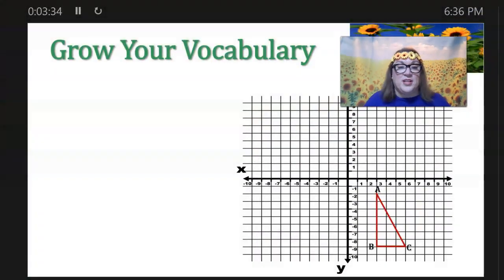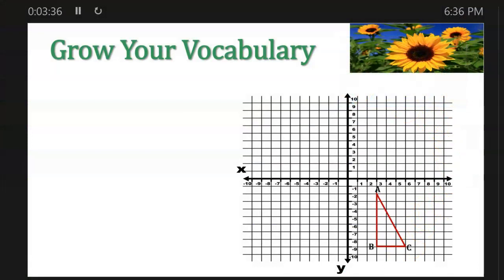Good. So now let's get started with learning what vocabulary words we're going to talk about today. Okay, the first vocabulary word we're going to do is transformations. A transformation is basically a process by which we change or move a shape on a coordinate plane. We could change its location on the coordinate plane, its orientation, or we could change its size.